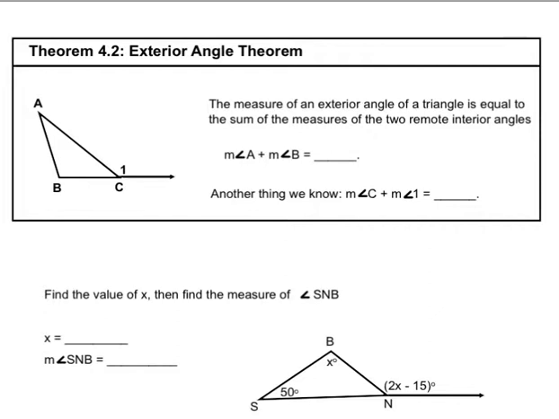It says that the measure of an exterior angle of a triangle is equal to the sum of the measures of the two remote interior angles. So the measure of angle B right here and the measure of angle A need to add up to the measure of angle 1. Another thing we know, the measure of angle C, this guy right here, and angle 1 make a line, so they need to add up to 180.